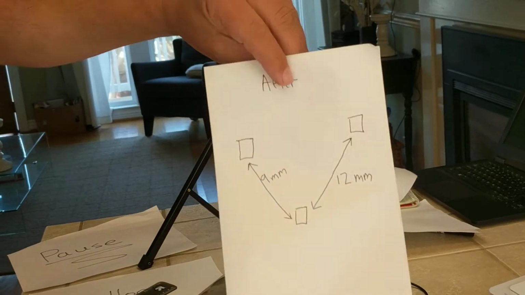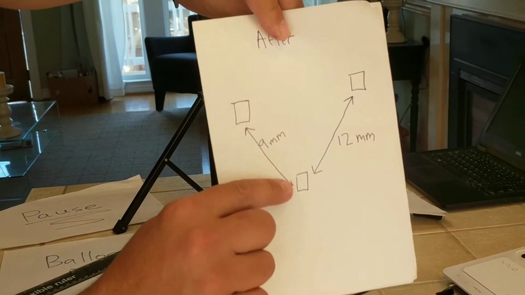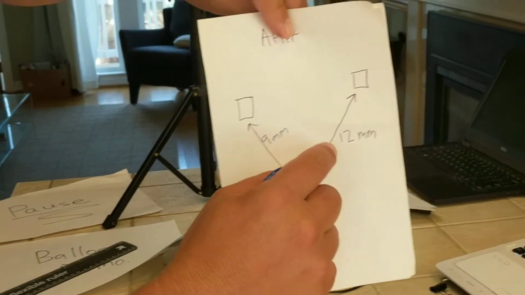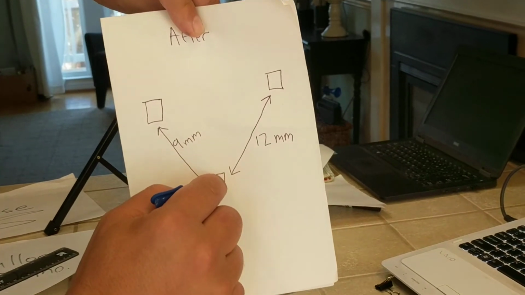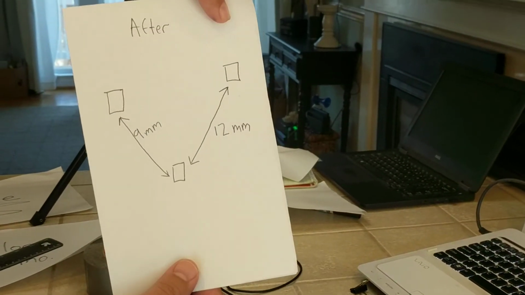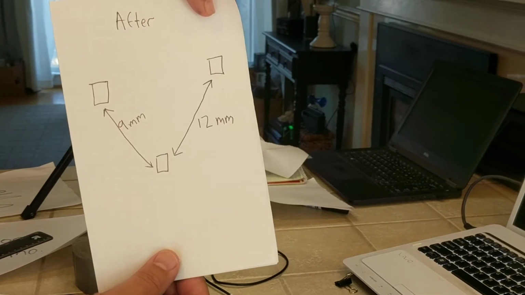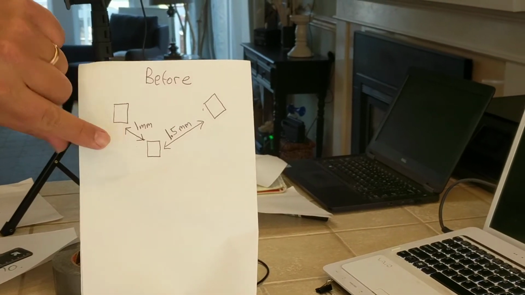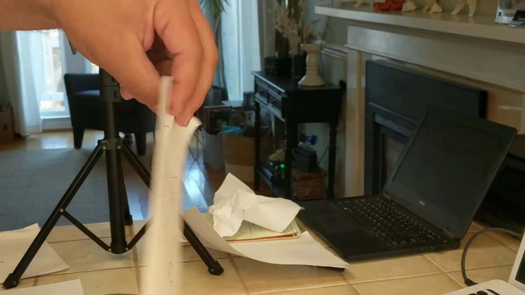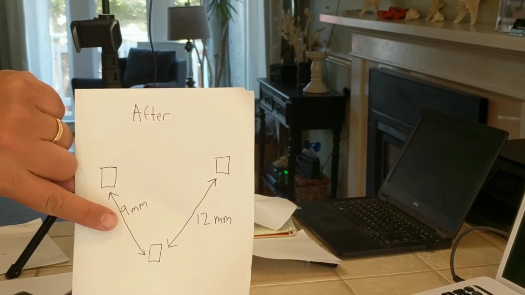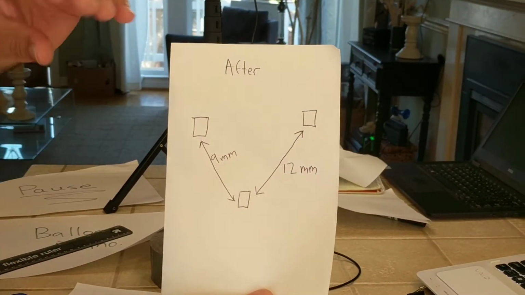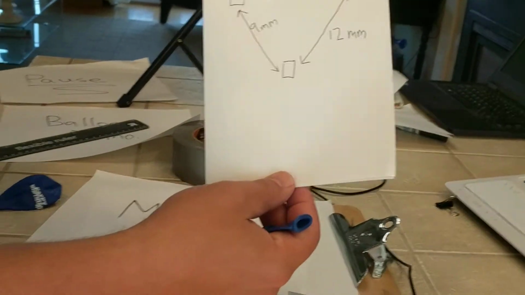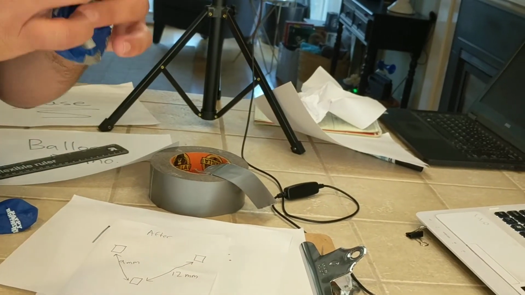So when it was inflated, I had about 9 millimeters from this piece of tape to this one, and about 12 millimeters from this piece of tape to the other one. So that's what happened after, okay? And let me turn around and show you what happened before. Before, it was about 1 millimeter and 1.5 millimeters apart. And if you see after, it increased in distance. So all of the pieces of tape actually increased in distance from one another. We can do this again just to show you.